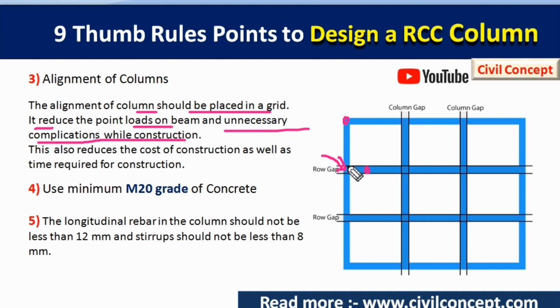So we always have to provide the columns in a grid in the same line, either in the x direction or in the y direction. This also reduces the cost of construction as well as the time required for the construction.